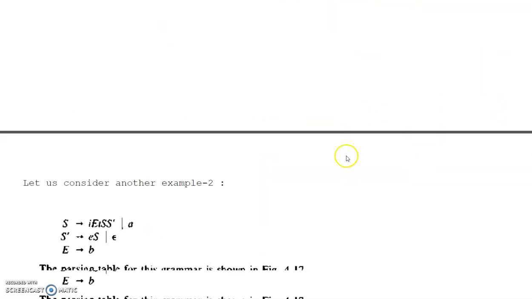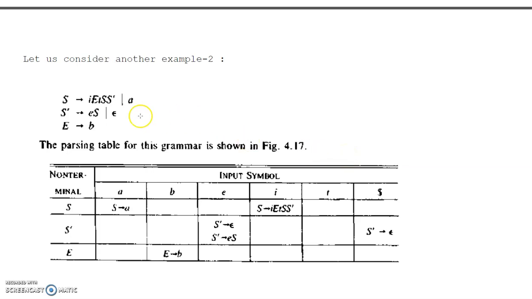So if we go through another example on the predictive parsing table construction. Here the grammar is S tends to iEtSS', S' tends to eS or epsilon, E tends to b. As per the parsing derivation, construction is considered for the first of S, that is I, so in the S row and I column, we have to add the production S tends to iEtSS'. The first of S is also a, so S tends to a is to be added.